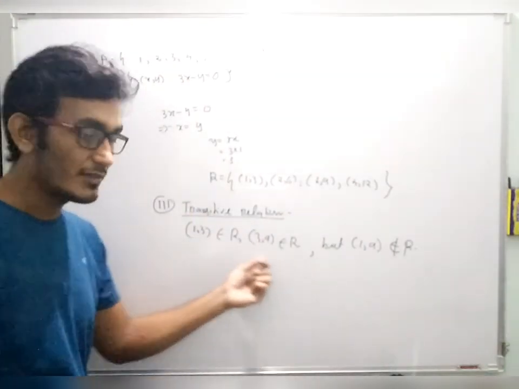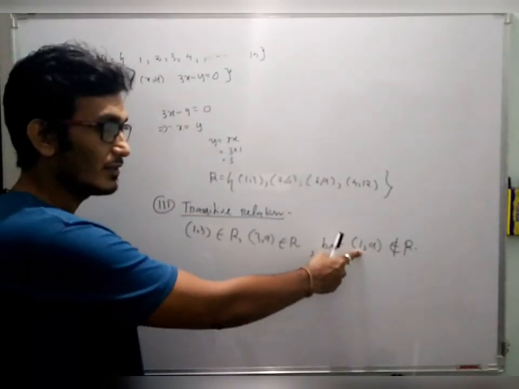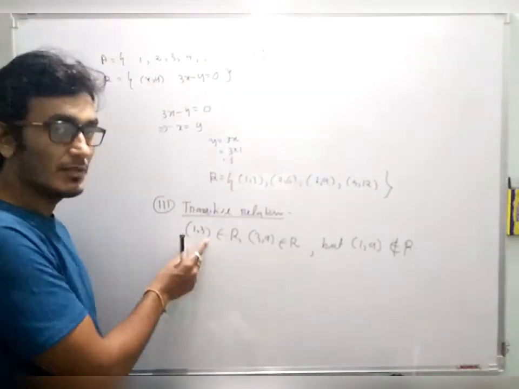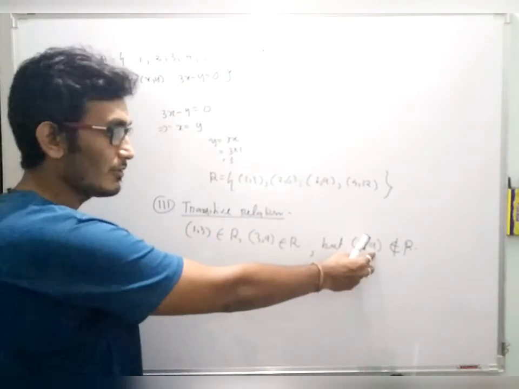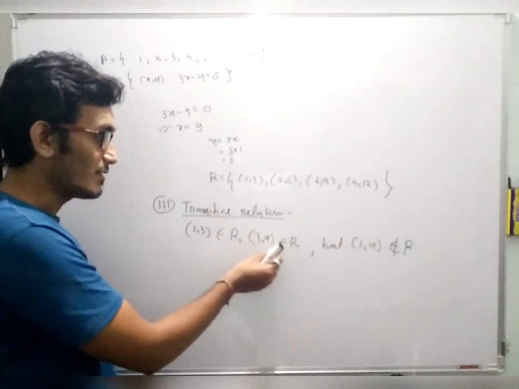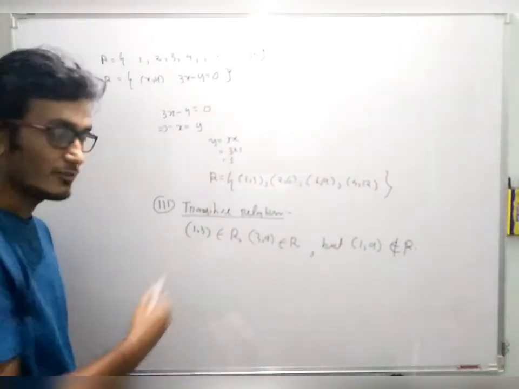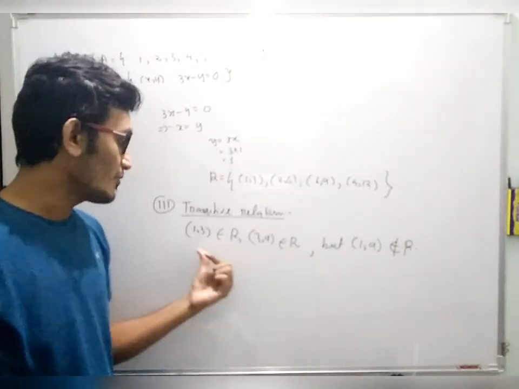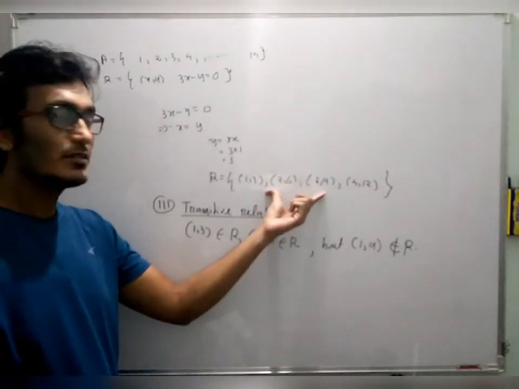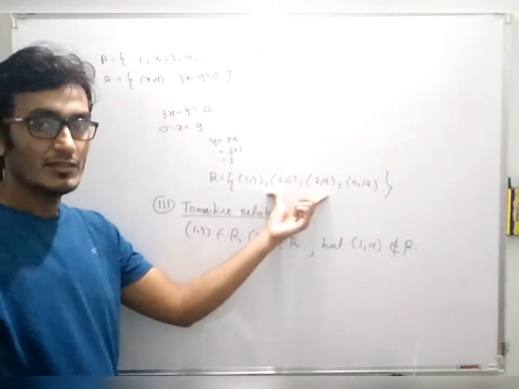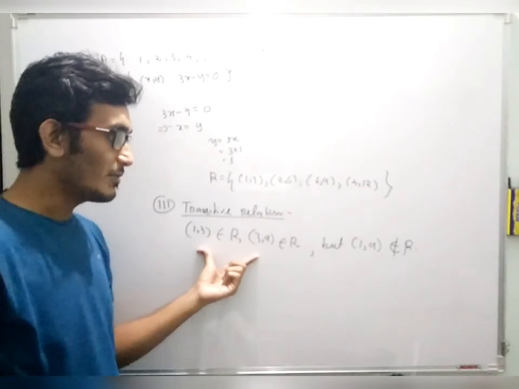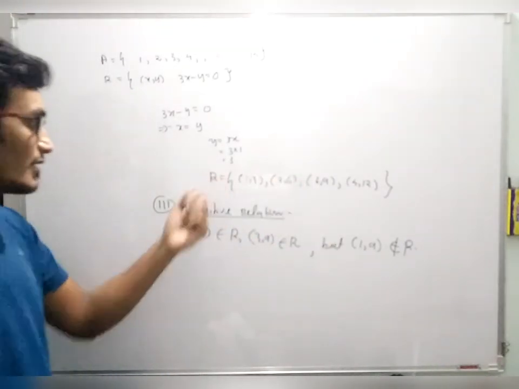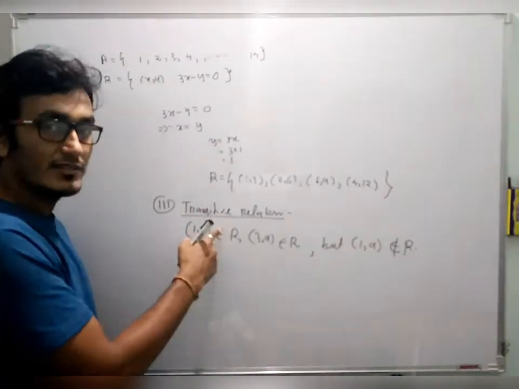How can you form the third ordered pair? As discussed in the last video, the first element of the third ordered pair comes from the first element of the first ordered pair, and the second element of the third ordered pair comes from the second element of the second ordered pair. After combining these two, the third ordered pair 1,9 is not present in R. That's why we cannot consider R a transitive relation.